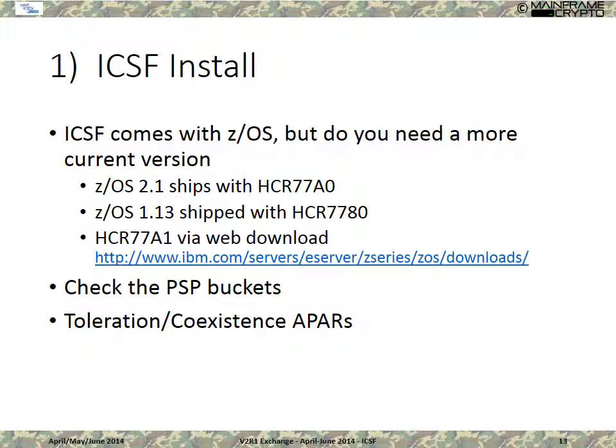If you want to install that latest version, there's the link to the web download site. It's just like anything else you do today in terms of installation. You can download the FMID in this case, and then go through the SMP process of applying and accepting that FMID on top of your new z/OS 2.1 system. Of course, you want to check the PSP buckets just like you would for any other product. See if there's any late breaking news, any hyperfixes that need to be installed.